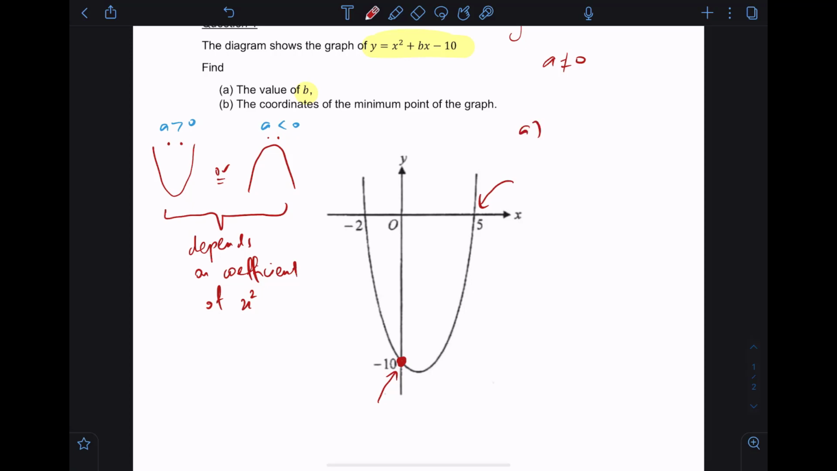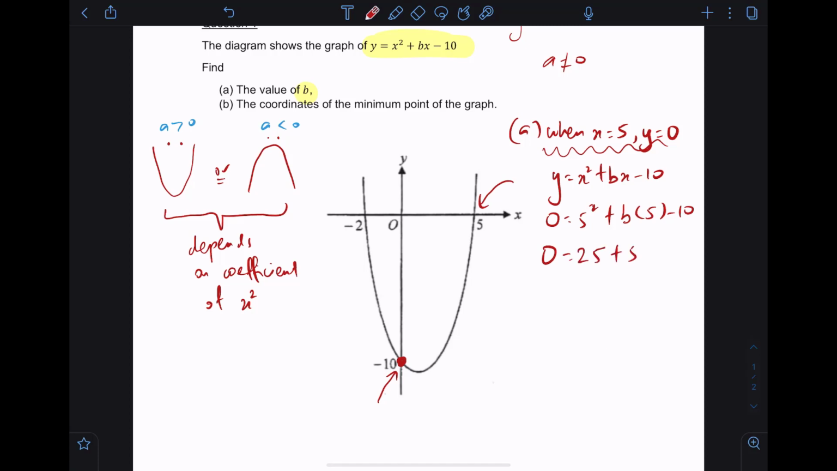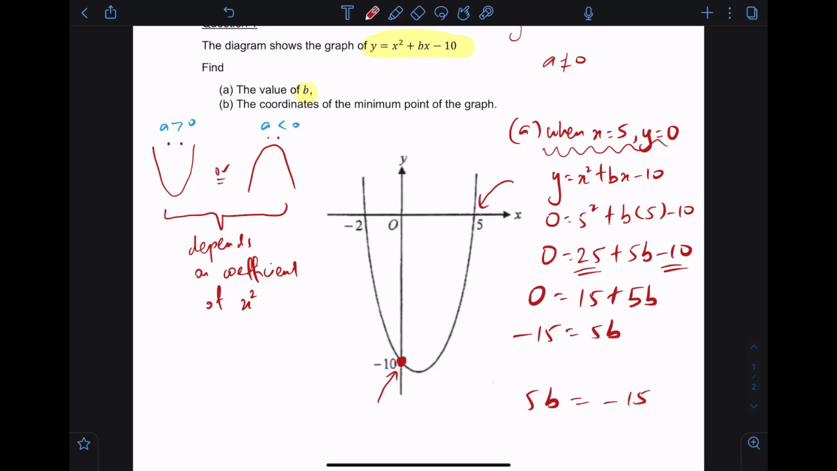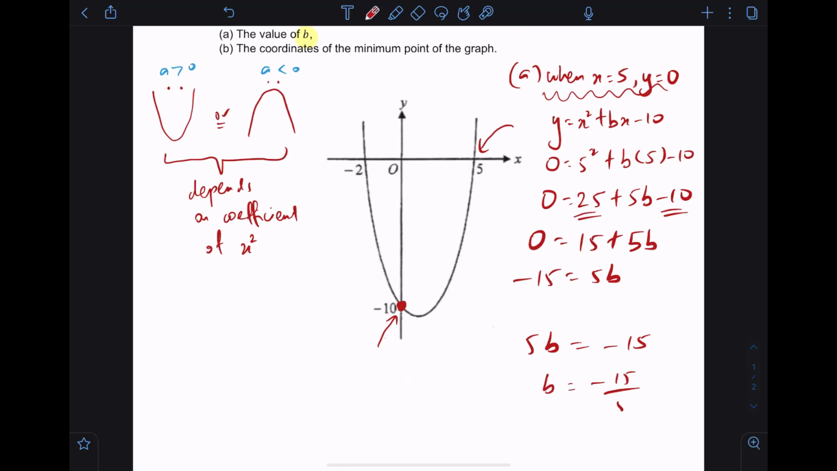Let's say for example you're using x equals 5. So for part A, when x equals 5, the value of y on the x-axis is 0. The value of y here is 1. The value of y here is 2, and so on. So when x is 5, y is 0. We go back to our equation, y equals x squared plus bx minus 10. So 0 equals 5 squared plus b times 5 minus 10. So 0 equals 25 plus 5b minus 10. 25 minus 10 is 15, plus 5b. You can bring 15 over, so negative 15 equals 5b. I'm just rewriting now: 5b is negative 15. So b can be found. B is just negative 15 over 5, which is negative 3.